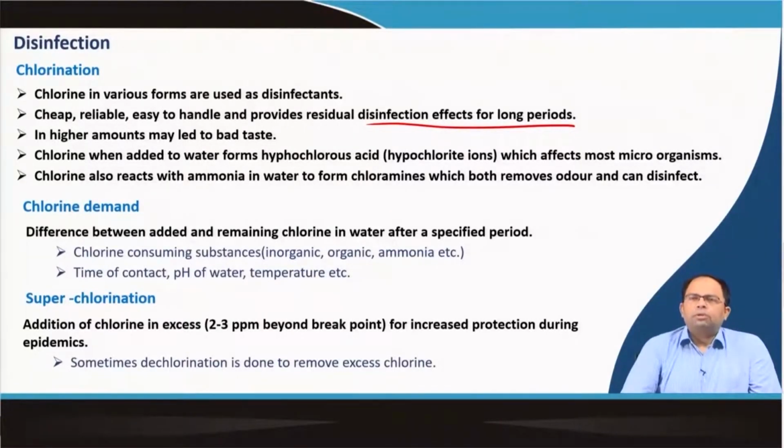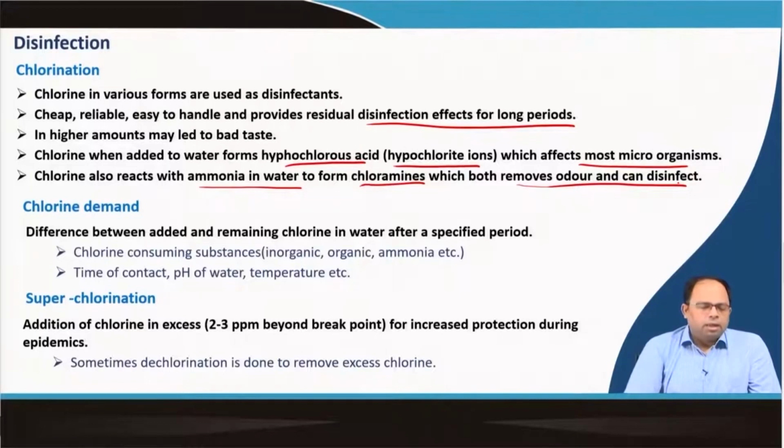Sometimes it leads to loss of hair even, and chlorine when added to water forms hypochlorous acid, which has hypochlorite ions, which affect most of the microorganisms. So, this is the likely process in which microorganisms get killed. And chlorine also reacts with ammonia in water to form chloramines, which also removes odor and has the property to disinfect.